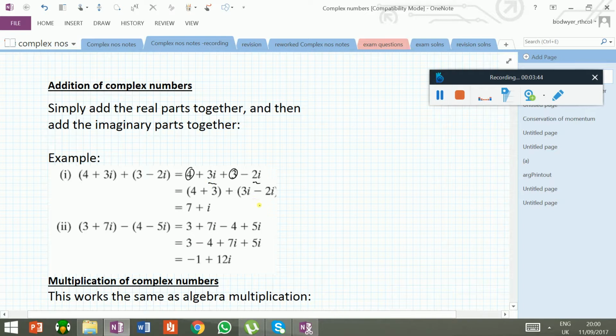You get 3i minus 2i. Then 4 and 3 is 7. 3i minus 2i gives me an i. So your answer is 7 plus i.